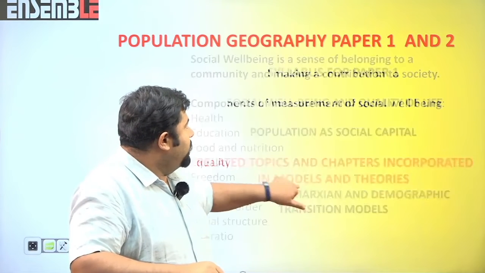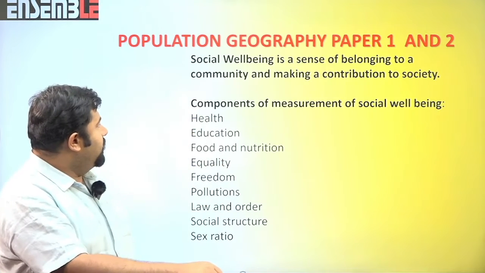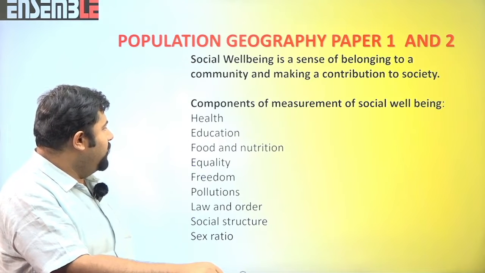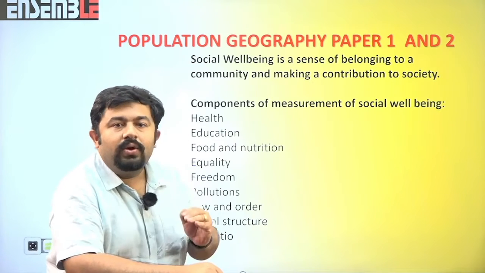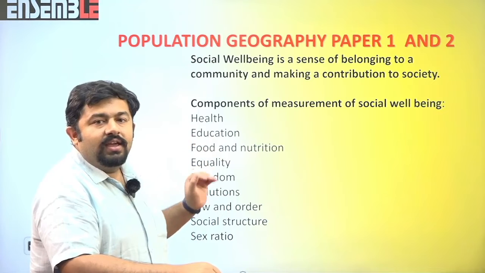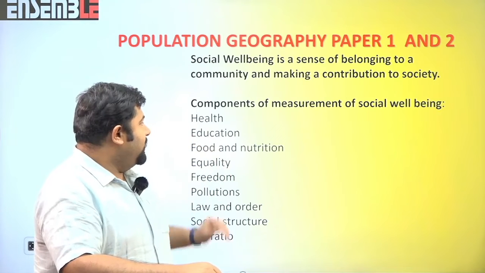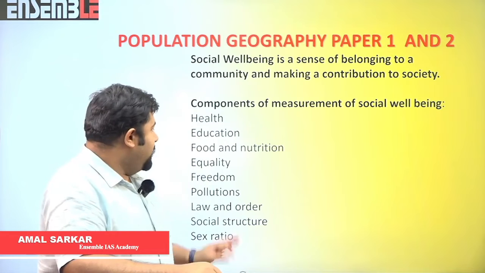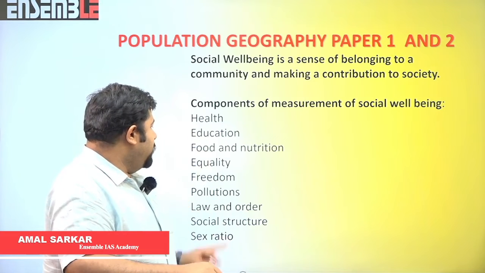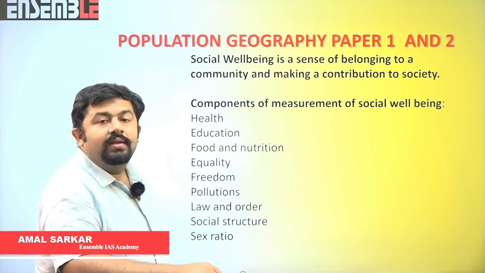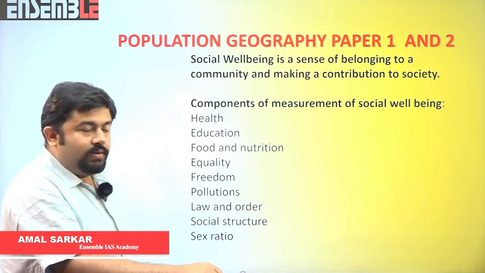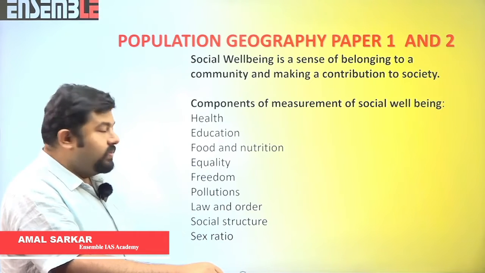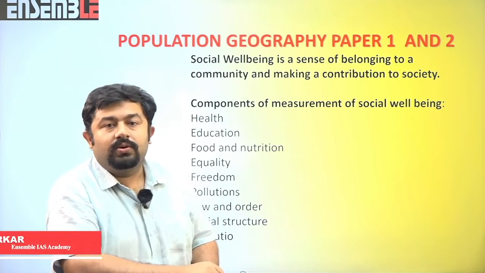I'll give an example. Say the different components of social well-being: health, education, food, nutrition. You need to access these things. If you don't have access to health, education, nutrition, there will be no development. Then for this access, you need freedom, equality, better law and order, less pollution, a better sex ratio, and the social structure is also important.